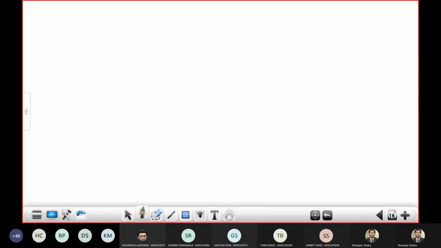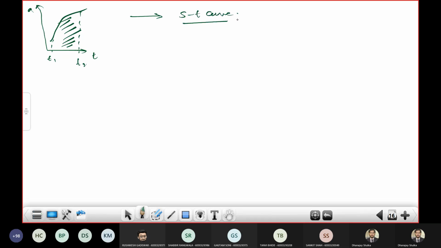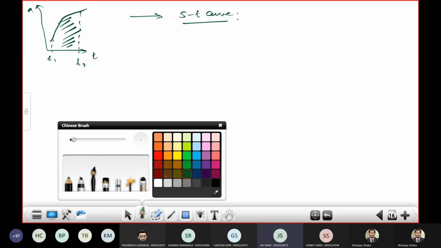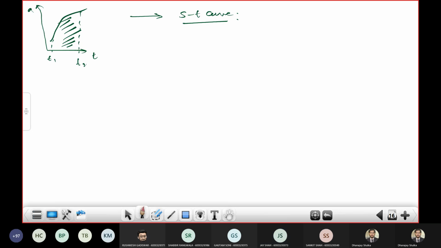But I'm asking you, let's say this is my AT curve, any time interval. अभी जो मैंने draw किया था वही diagram. And I want to directly get the ST curve. Can I do this using the AT curve? सर VT को बनाना पड़ेगा. हाँ बोलो.